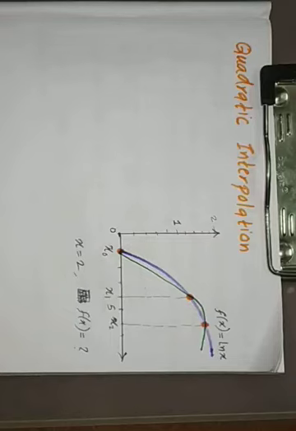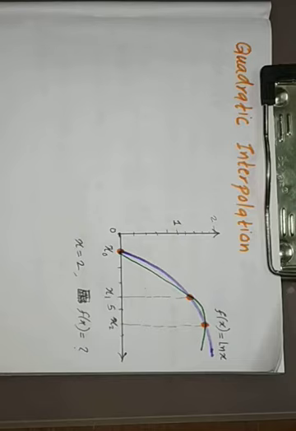So dear students, today we'll see quadratic interpolation. Now we have already seen linear interpolation where 2 points are used, that is x0 and x1, for finding out one intermediate value. These 2 points are joined by a straight line.